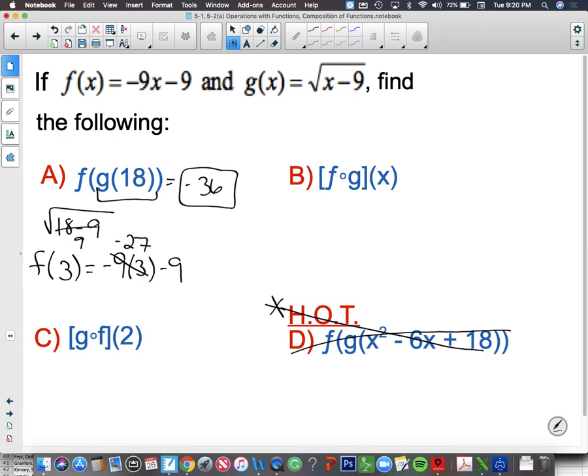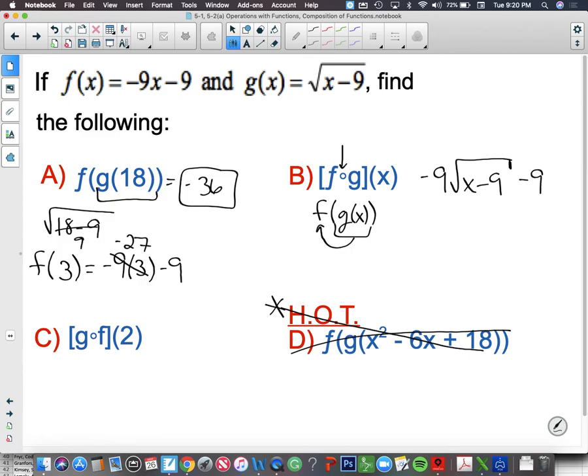For B, remember I said that that little operator there means function composition, so that's the same as doing this. F of g of x, where I take the g function and plug it into f. Okay, so g is the square root one, and we're plugging that into f. So it looks like this, negative 9 square root of x minus 9, with a minus 9 back there.